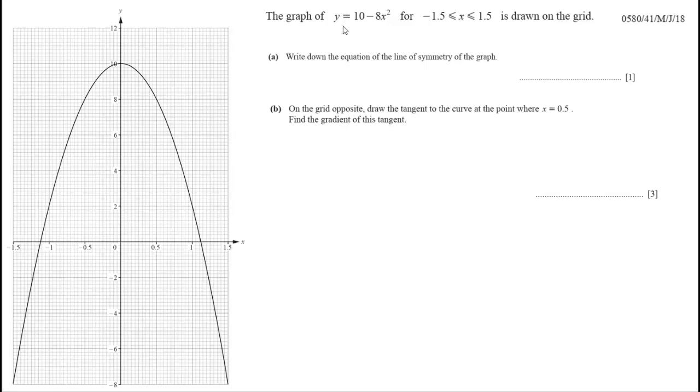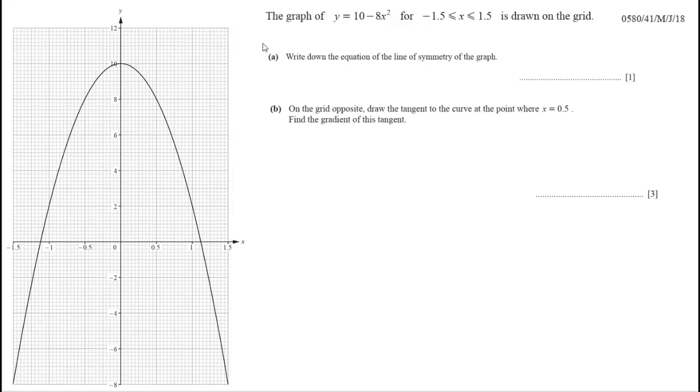The graph of y is equal to 10 minus 8x squared for the range of x from minus 1.5 to 1.5 is drawn on the grid. So this is the graph of a quadratic function.